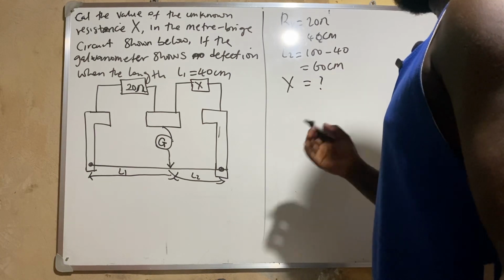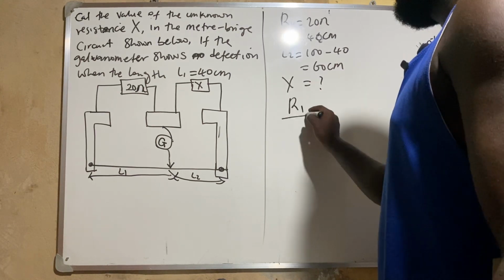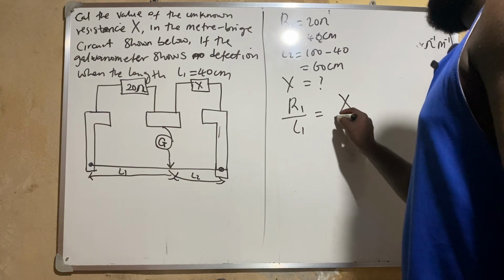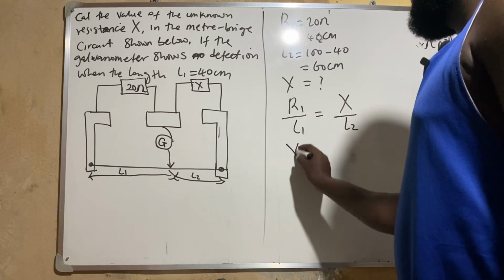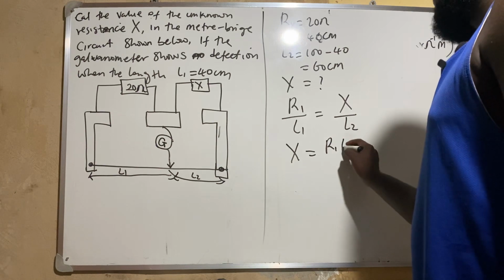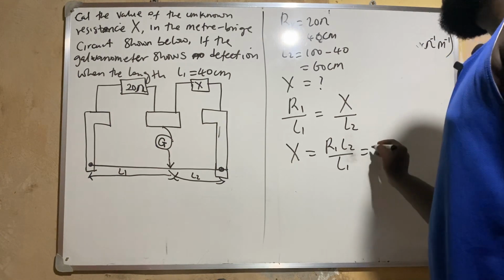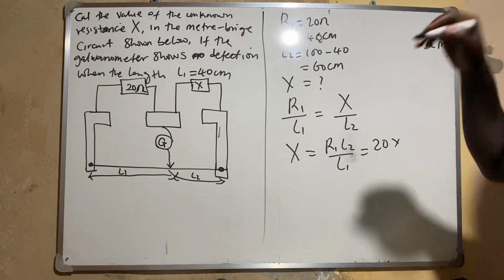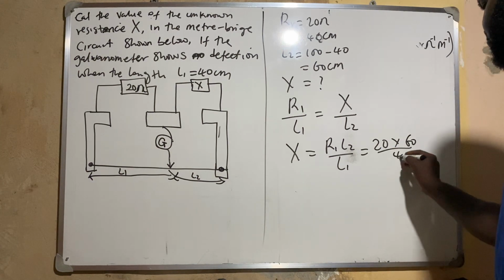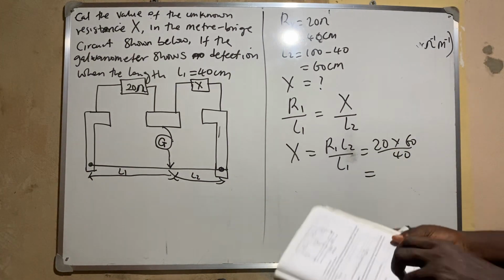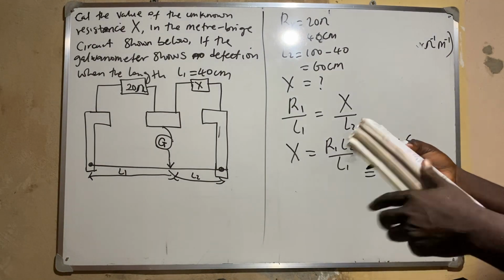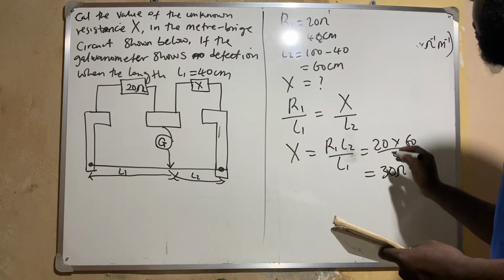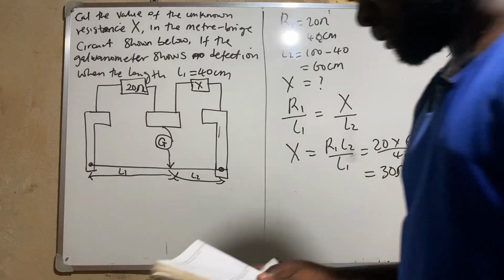I'm looking for my X. My X is unknown. I'll tell them that my R1 over L1 is equal to X, instead of R2, over my L2. So my X will now be R1 L2 all over L1, which is 20 times my 60, then divided by 40. If you do that, you'll be having 30 ohms. So 120 divided by 40 is 30 ohms.